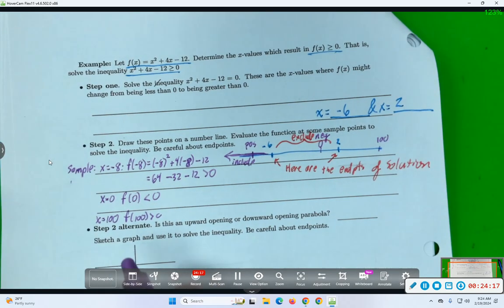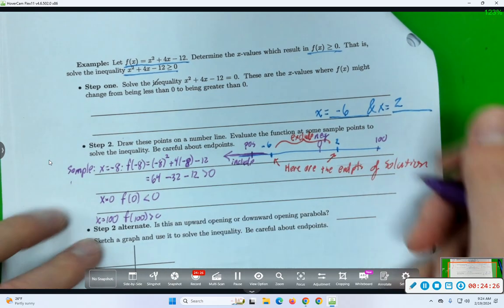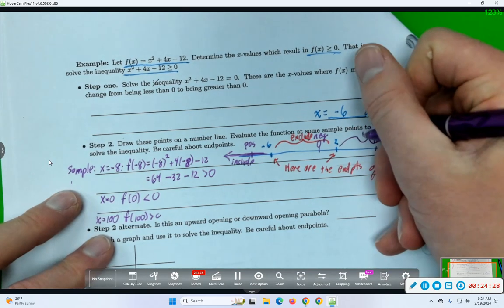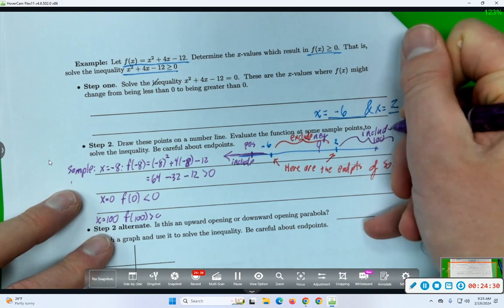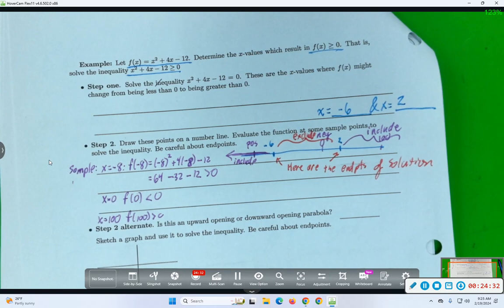Did anyone actually just plug in x equals 3? What'd you get? I got 9. 9, which is also positive. So it looks like all of these should be included. So is that enough information to just say what the answer is? Cool, then what's the answer?